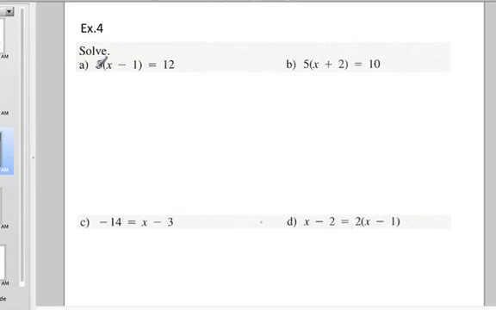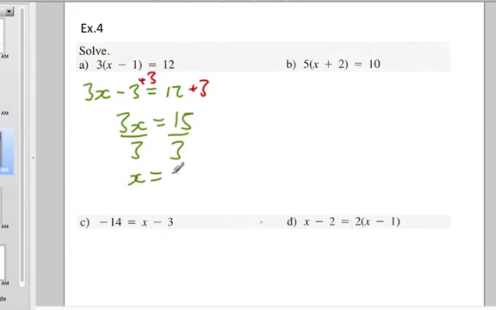Right. For this type of question, you are going to expand using the distributive property, which means that you're going to multiply everything in the bracket by the coefficient in front of the bracket. So here we're going to multiply everything by 3, and so this will be 3x subtract 3 is equal to 12. We'll add 3 to both sides. So this is going to be then 3x is equal to 15. Divide both sides by 3, and we get x is equal to 5.